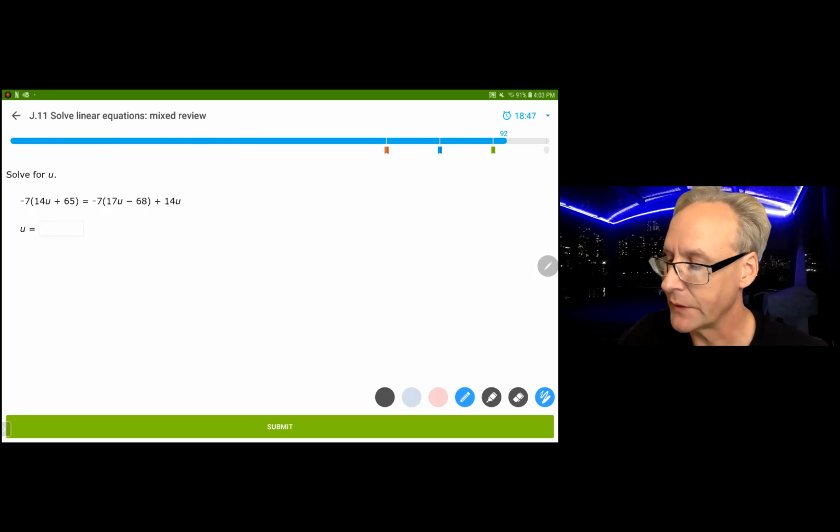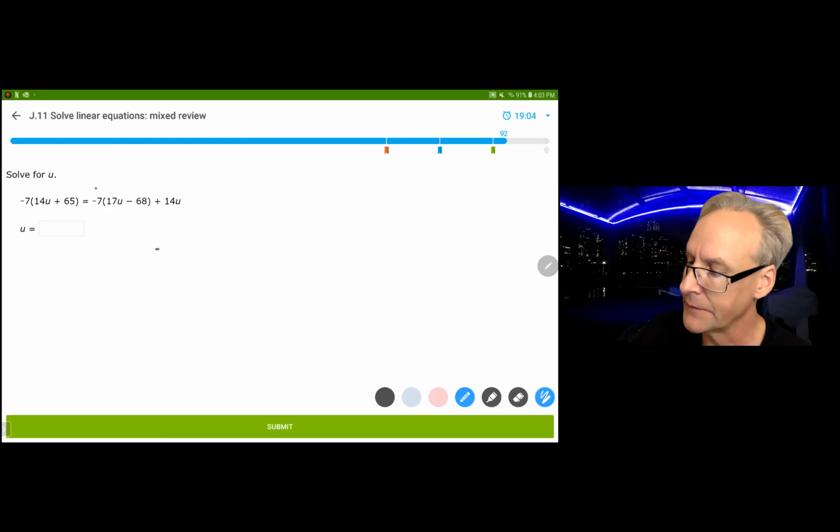Oh, lots of stuff going on here. Let me show you a trick. I like this one. Now, what most people are going to do is they're going to distribute this negative 7, and then they're going to start adding and working with all these ugly numbers. They're going to get big, ugly numbers, all sorts of things. I'm going to show you a trick here.